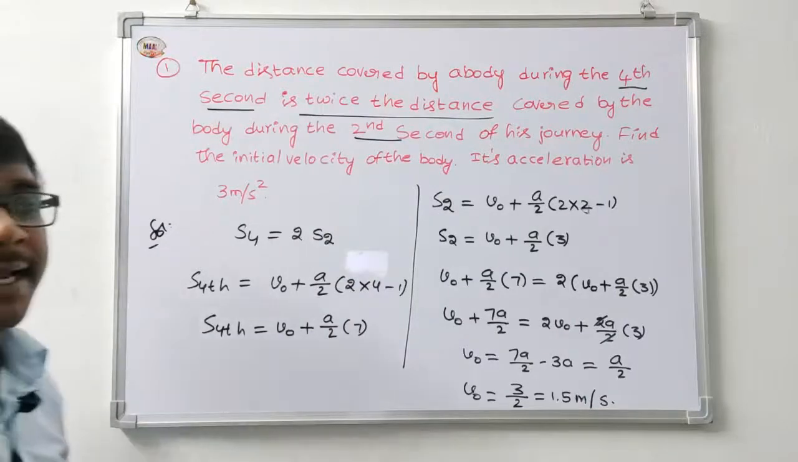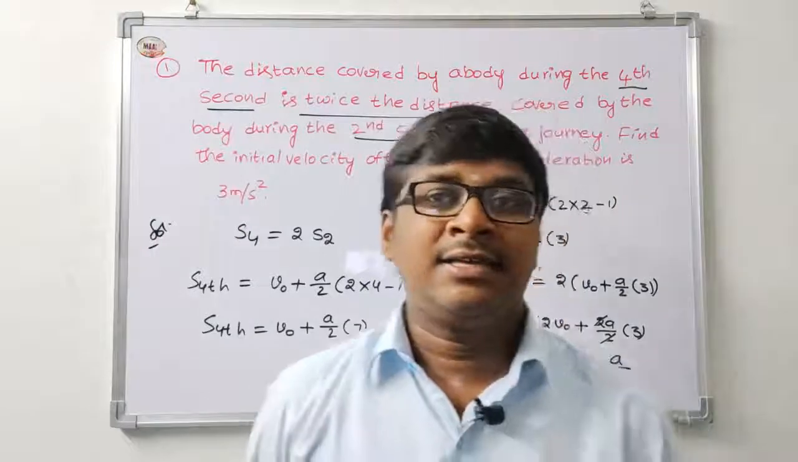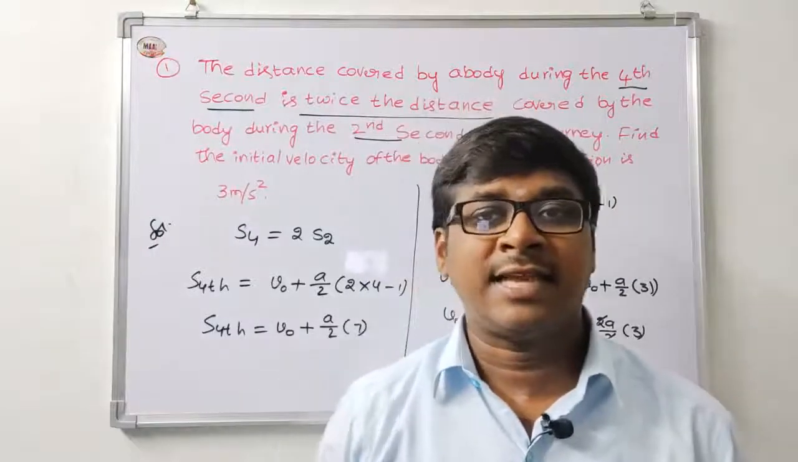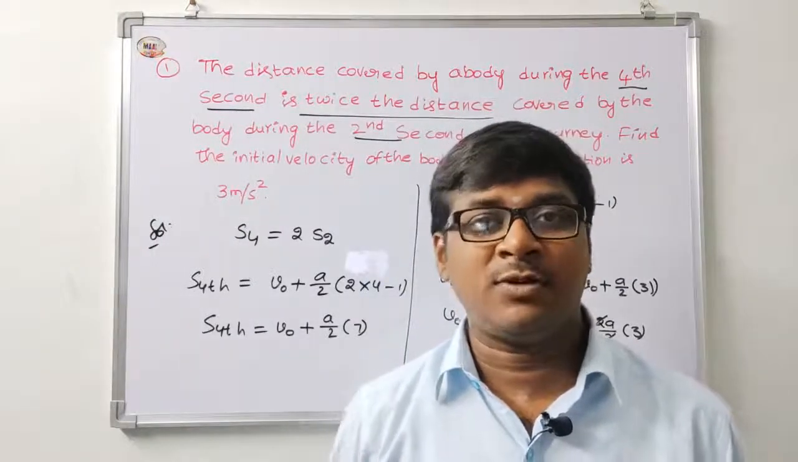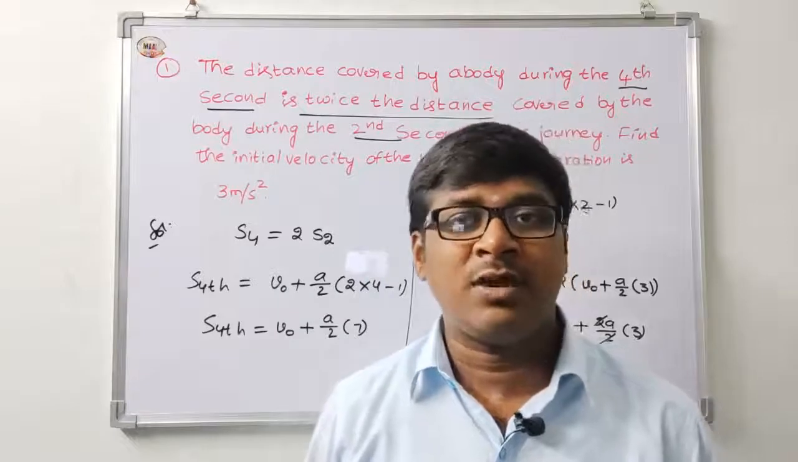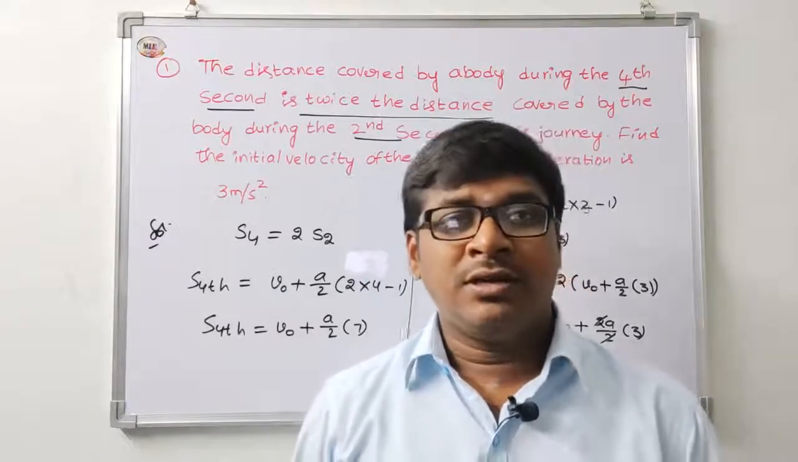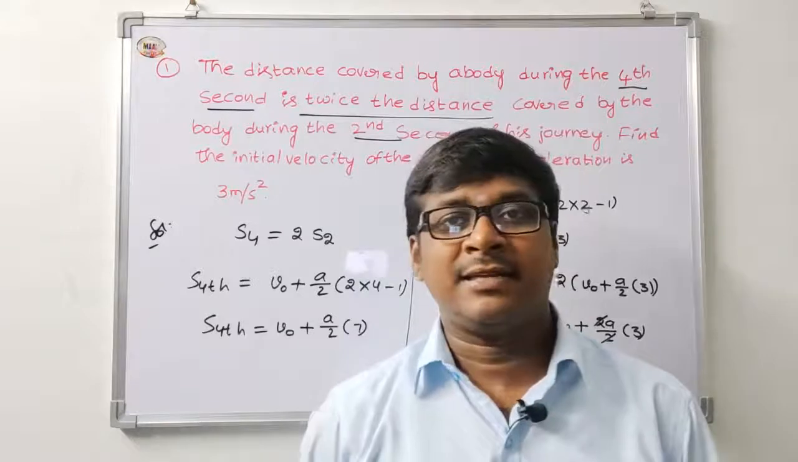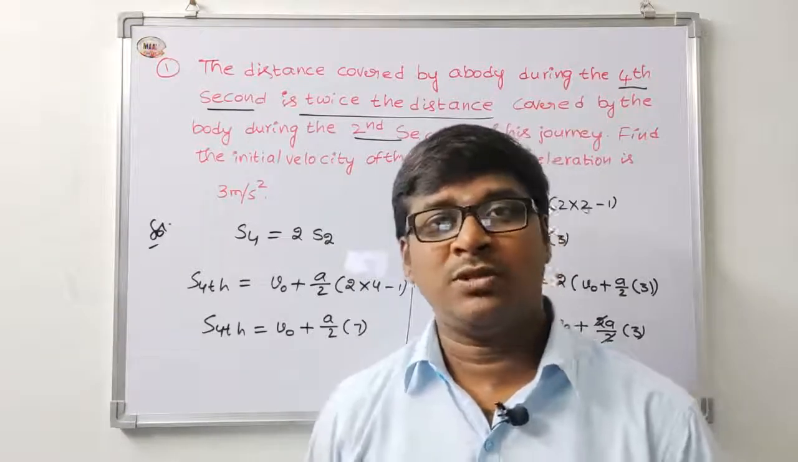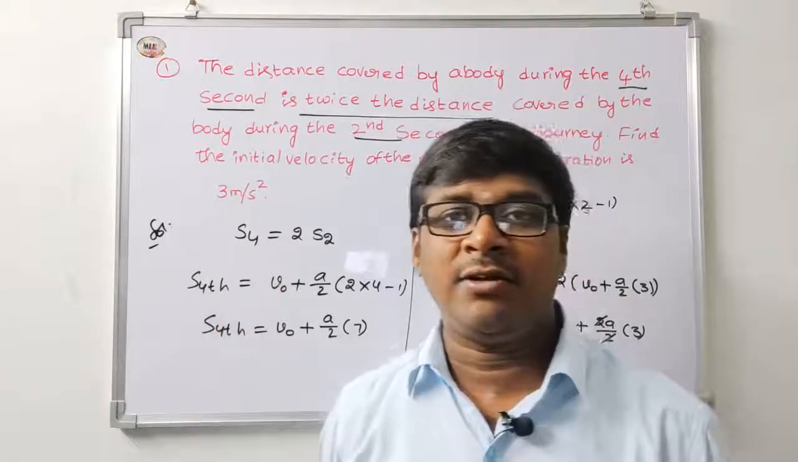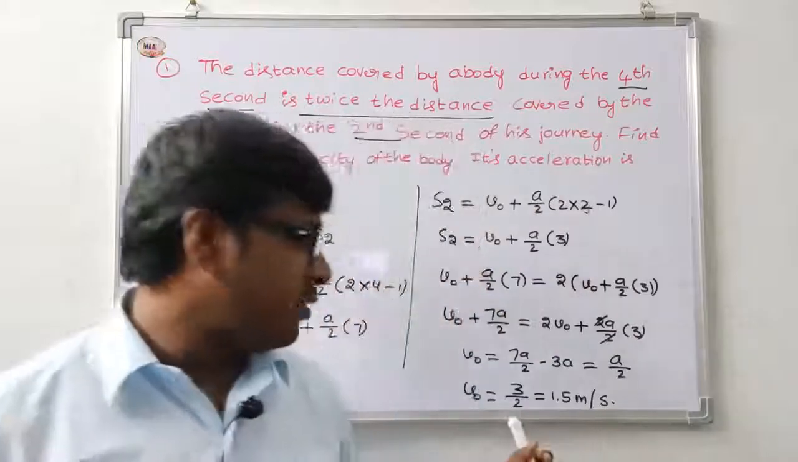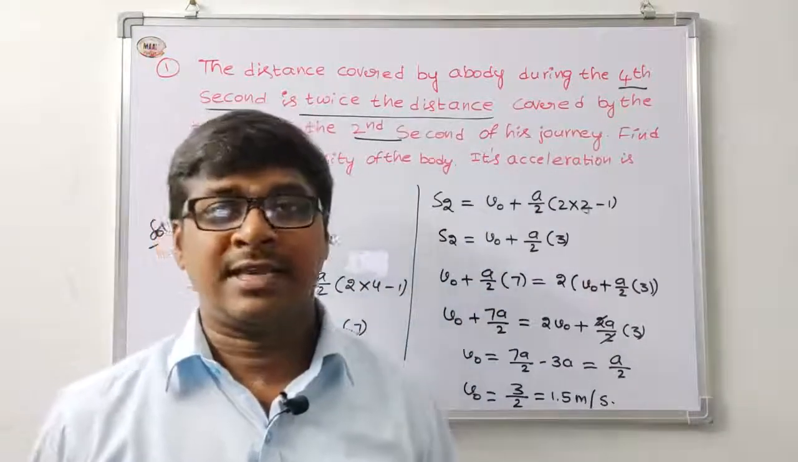The fourth second distance is twice the distance covered in the second second. S4 is equal to 2 into the distance covered in the second second. Then after simplification, we find the initial velocity value, 1.5 meter per second.